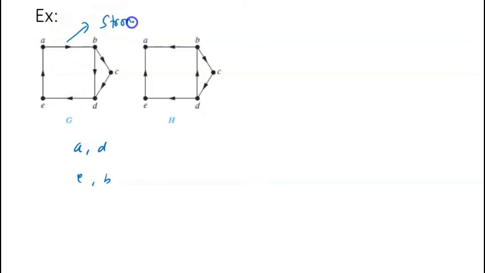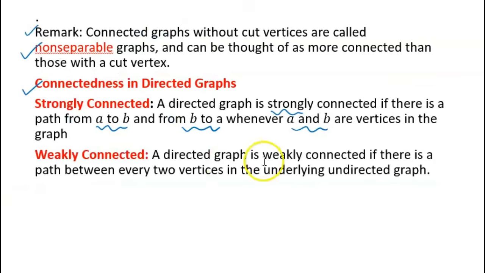Why is it strongly connected? Because between any two vertices, and that is true for every pair. I'm not saying just A or D or B, C or D. You take any two vertices, and between any two vertices there will be a path. Then this is said to be a strongly connected graph.